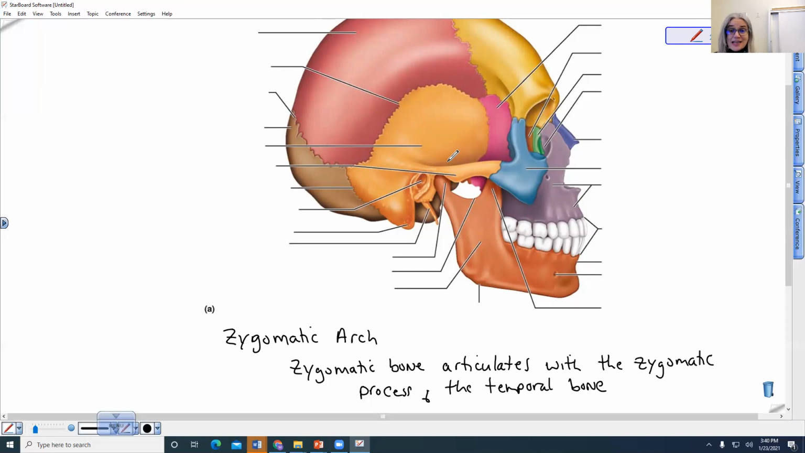So if I asked you on a test what makes up the zygomatic arch, you would have to pick both of those, right? So the zygomatic process is actually a bone marking. This whole bone right here is called the temporal bone. Just this part of the temporal bone is called the zygomatic process. And then this whole bone here would be your zygomatic bone.